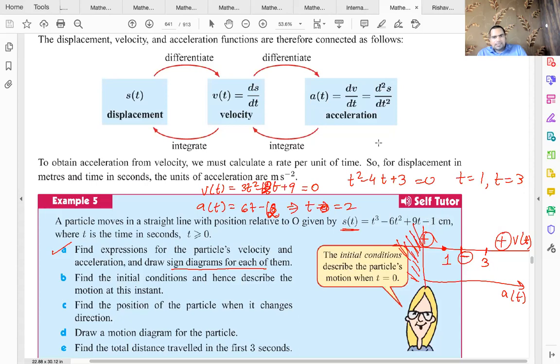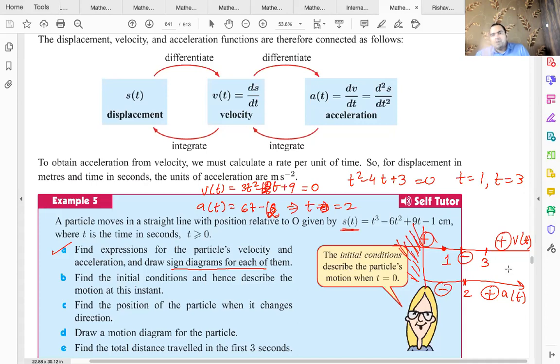Now, as far as the second sign diagram is concerned, where the acceleration is given, here it is 2. Now, before 2, if I plug in, let's say, 0, it will be negative here and it is positive here. So, according to the sign convention, between 0 to 1, the particle is moving towards the right, and the acceleration is negative. It means it is slowing down while moving to the right. Between 1 to 3 seconds, it was moving to the left because velocity is negative.